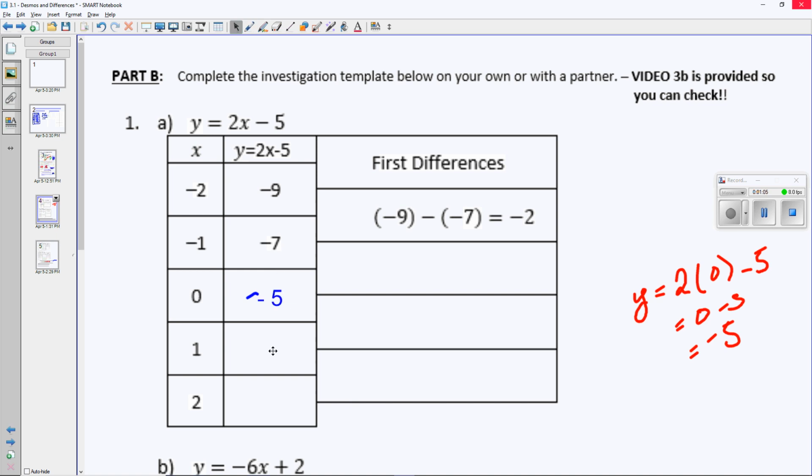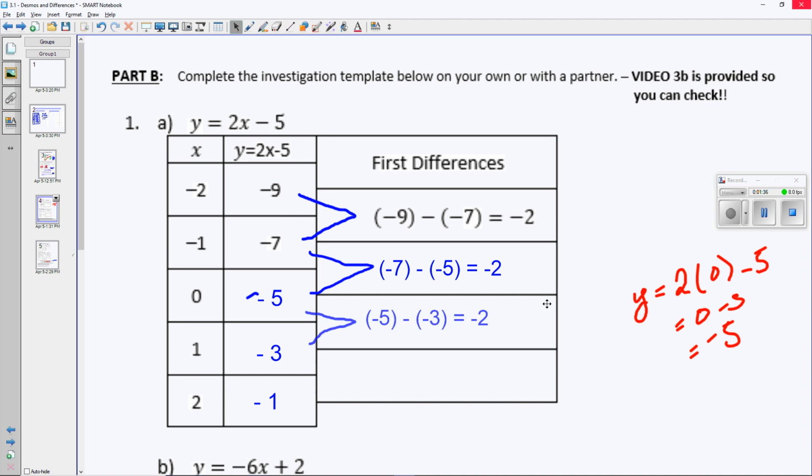So we got minus 5, minus 3, and minus 1. So now, when you hear the term first differences, what it really means is we're literally taking a look at negative 9 and negative 7, and we're finding the difference between them. So we're putting negative 9 in brackets minus negative 7 in brackets, and then punch that in the calculator, and we get negative 2. When we do that again for the second one, negative 7 and negative 5, we end up with negative 2 again.